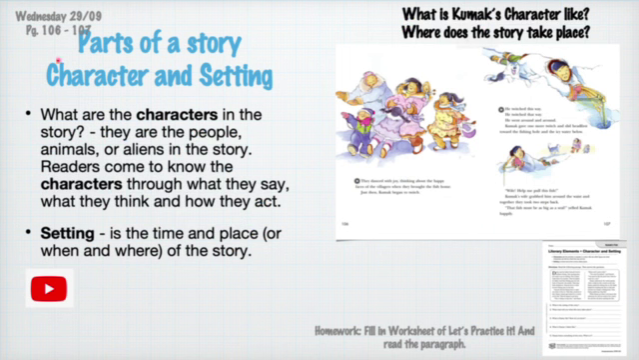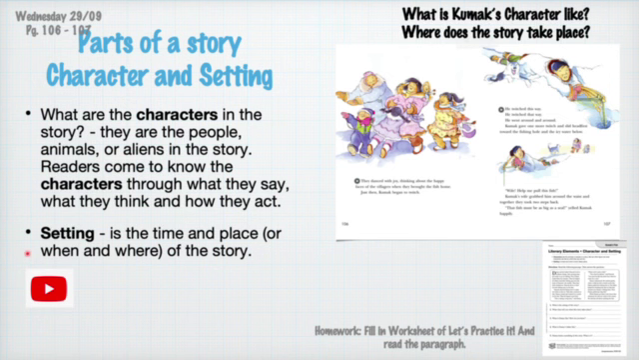Today we discussed parts of a story, character and setting. We also kept on reading Kumak's Fish on pages 106 and 107. So, parts of a story: character and setting. What are characters in a story and what is a setting in a story? Characters are the people, animals or aliens in the story. We as readers come to know the characters through what they say, what they think and how they act.